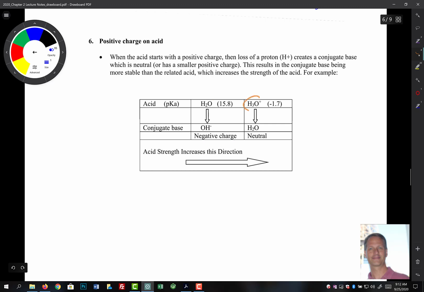Now, if we start off with a positive charge on our acid, H3O plus, this has a pKa of negative 1.7. That's strong acid territory. When we lose that H, we become H2O, which is neutral. And that's a good thing. It's a stable thing because we don't have to stabilize a negative charge there because we already are neutral. There's nothing to stabilize.